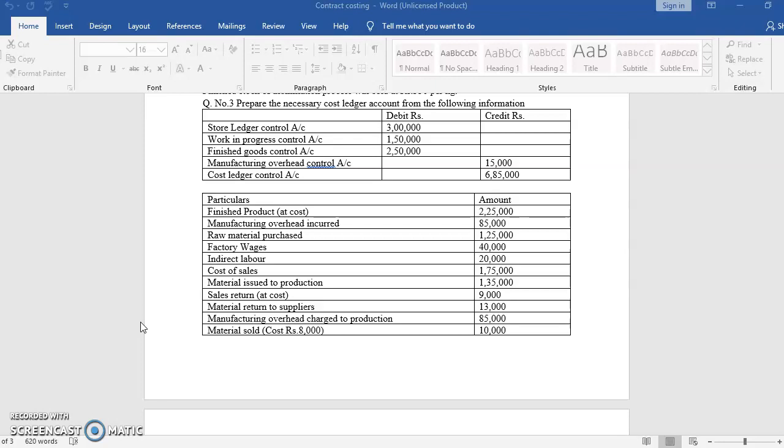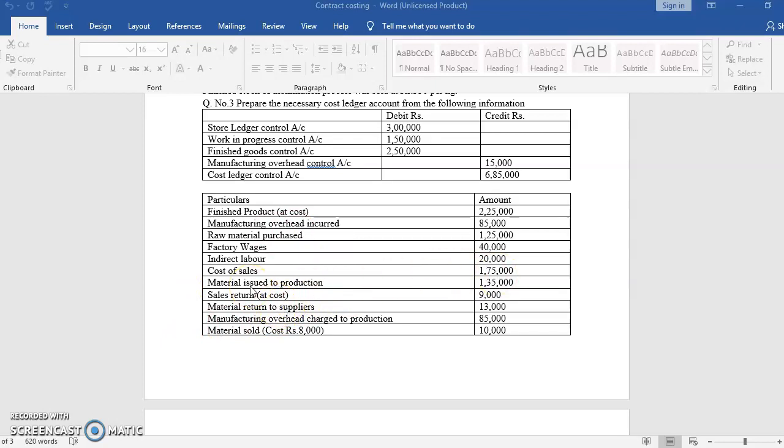Finished goods account. So on the credit side of finished goods control account, write down by cost of sales account 1,25,000, and on the debit side of cost of sales account, write down to finished goods 1,75,000.